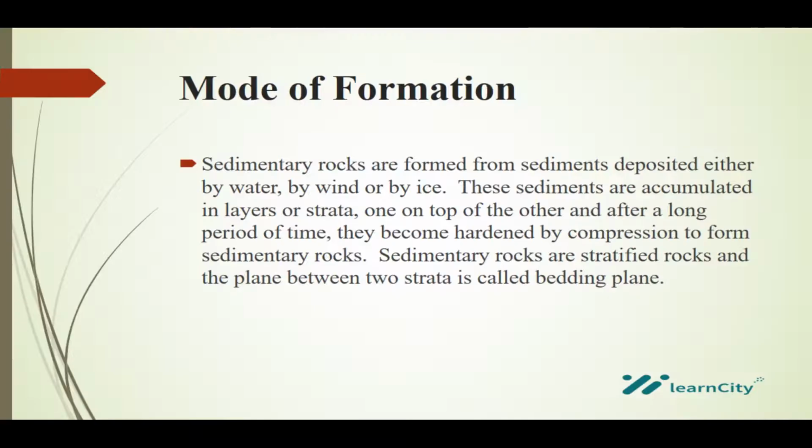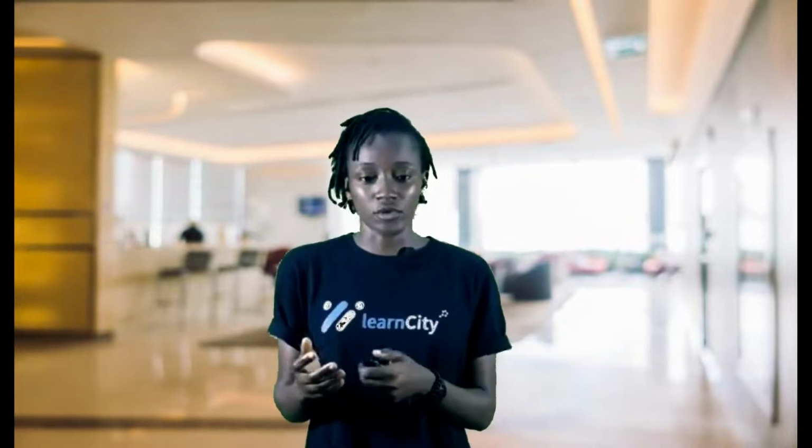Mode of formation for a sedimentary rock. Sedimentary rocks are formed from sediments deposited either by air, by wind, or by ice. These sediments are accumulated in layers, one on top of the other. And after a long period of time, they become hardened by compression to form a sedimentary rock.